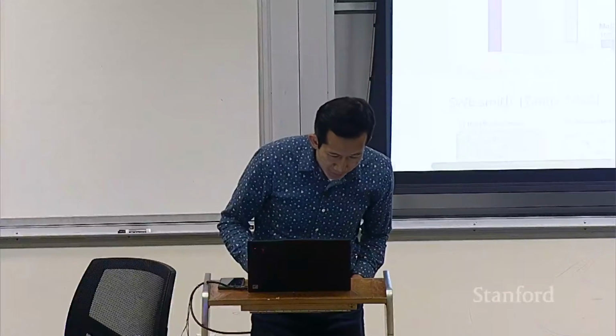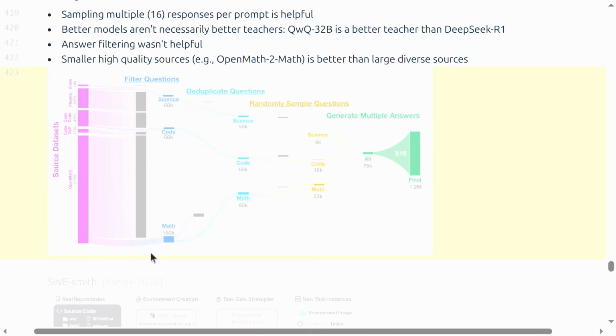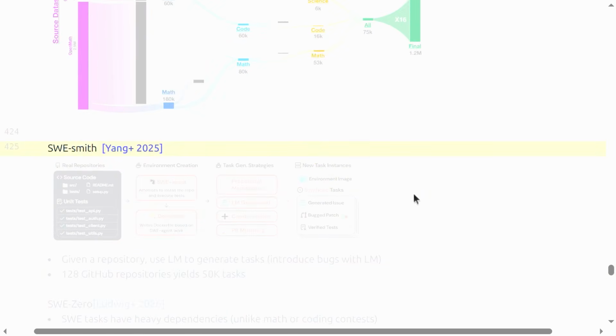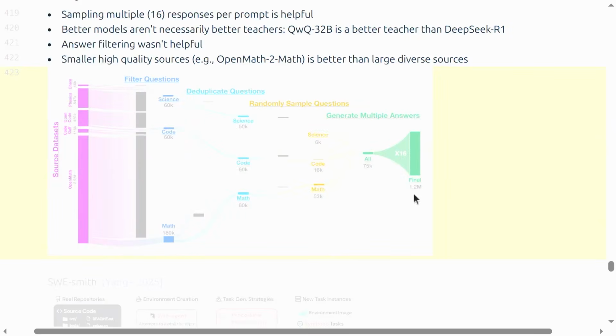The entire pipeline looks something like this, where you have a bunch of these sources going in, then you deduplicate, you randomly downsample the questions, and you generate multiple answers, and that gets into the final dataset. So the 1.2 million is examples, but divided by 16 gives you the number of actual questions. Okay, so that was for math and science and some code.